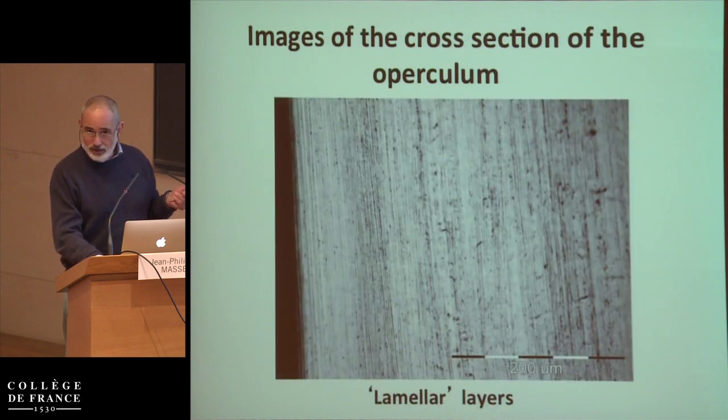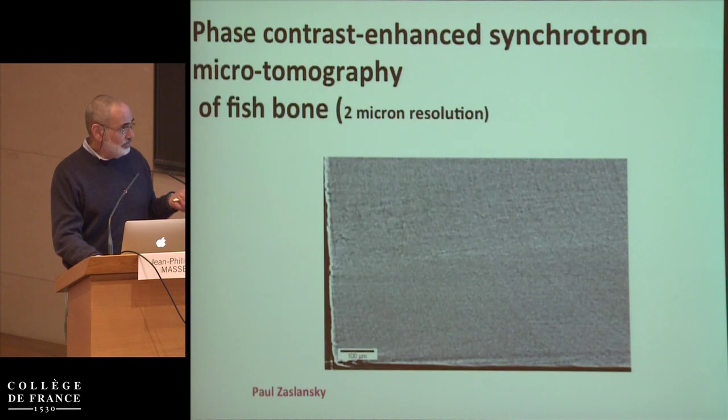There are no osteocytic lacunae, no holes for the osteocytes because there are no osteocytes. And it's kind of featureless. We took this to the synchrotron with the help of Paul Zaslansky, and we looked at the structure at higher resolution, and it was completely featureless.